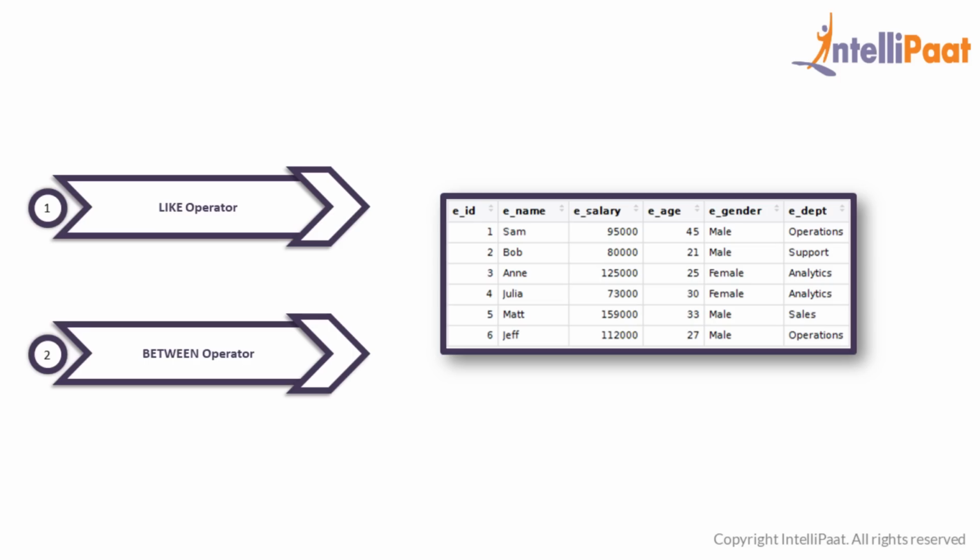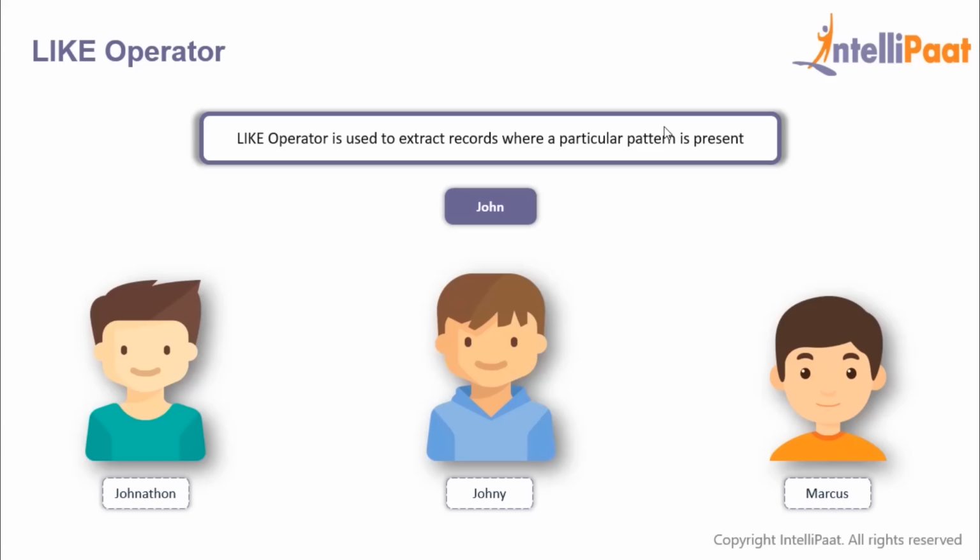How to extract records with the like and between operators. We'll start with the like operator. So the like operator is used to extract those records from a table where a particular pattern is present. For example, we'd want to extract all those records where the person's name includes John. So if we have records of 3 people in our table with the names Jonathan, Johnny and Marcus, then with the help of the like operator, we can extract records where the names are Jonathan and Johnny, since they have the required pattern present in them.